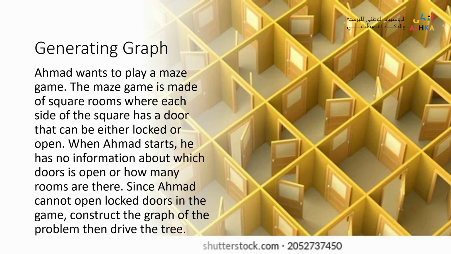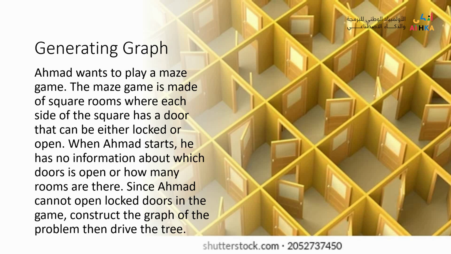When Ahmed starts, he has no information about which door is open or how many rooms there are, or the status of each door in each room. Is it closed or open? Is it locked or not? Since Ahmed cannot open locked doors in the game, as a first step we want to construct a graph for this problem, and then derive a tree from that. So we'll talk about the graph, and then we're going to talk about a tree.